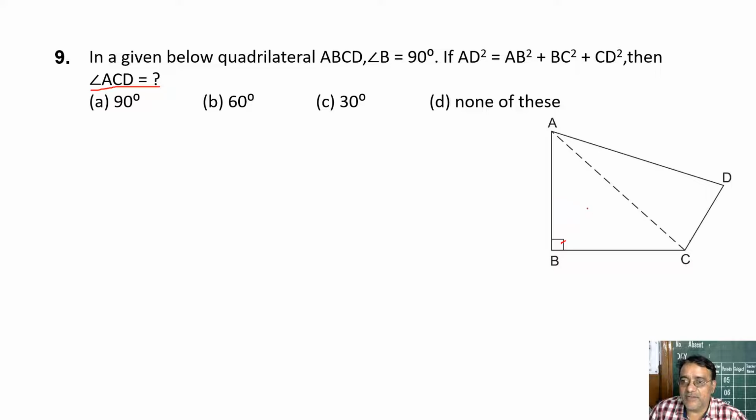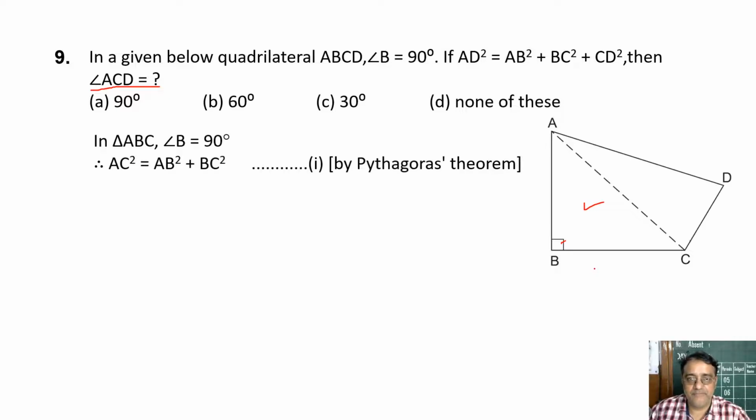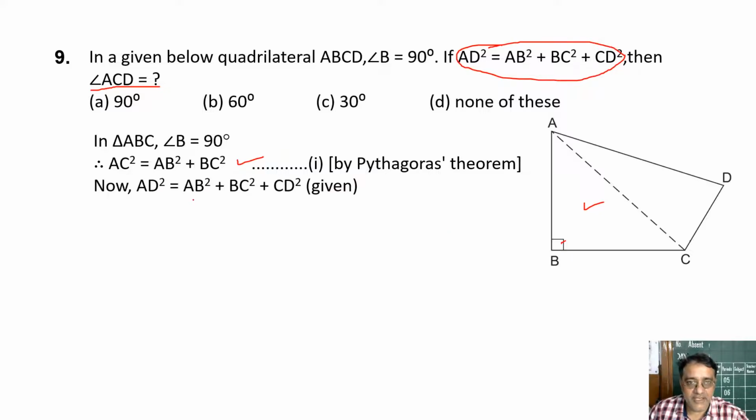So first of all, we are going to take this right triangle ABC. By Pythagoras theorem, we are going to get AC square is equal to AB square plus BC square. So let it be equation number 1, okay. Now what is given? This is given, so I am taking what is given. Now see, AB square plus BC square, I can replace it with AC square using equation number 1. Now see, AD square is here, AC square is here and CD square is here. That means AD square is equal to the sum of the squares of the other two sides.